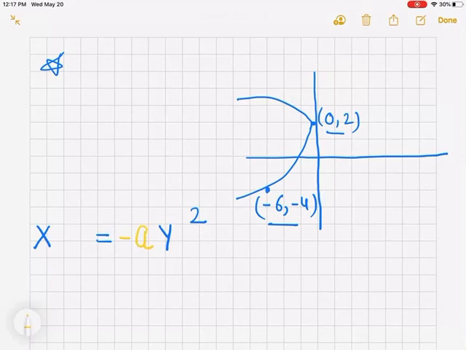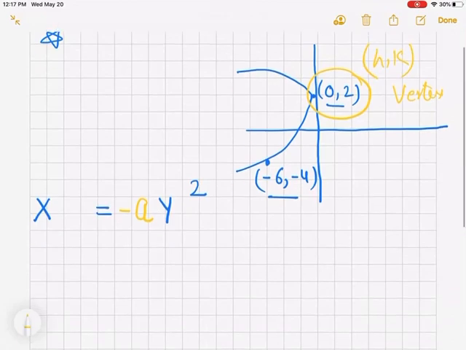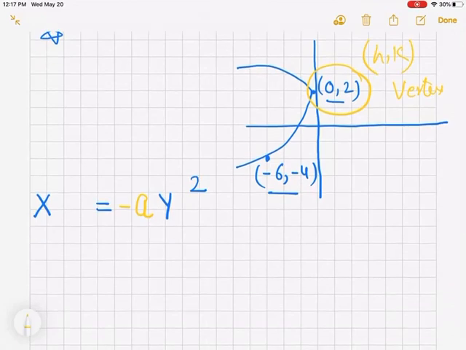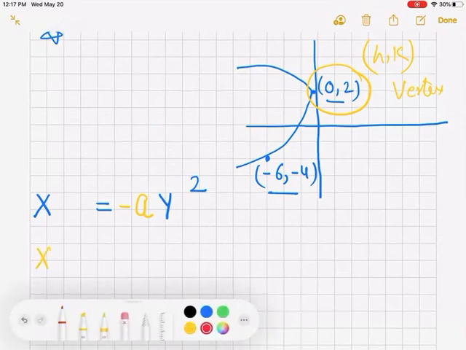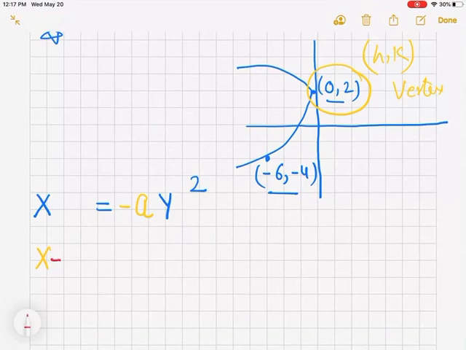Now let's try putting stuff in this equation because we know a few of these details. We know the vertex of this parabola, which is h and k in the equation. So let's adjust those numbers. h goes with x and k goes with y. So it's x minus 0, negative a, and y minus 2 squared. So that's what I know.